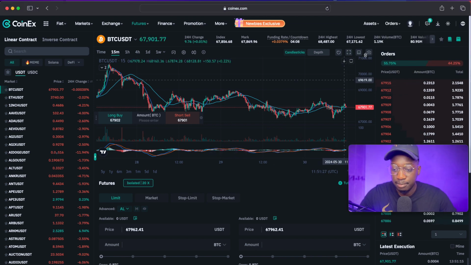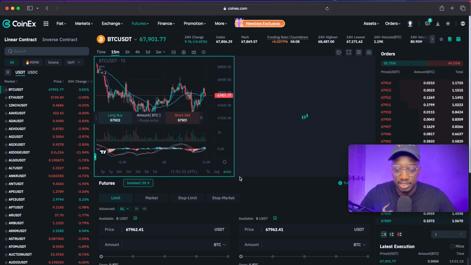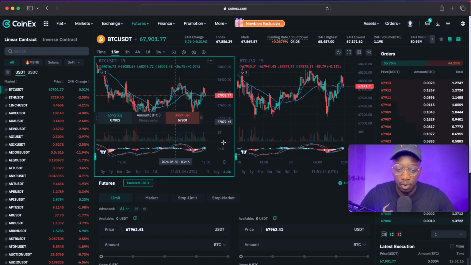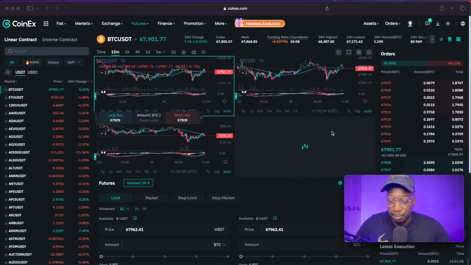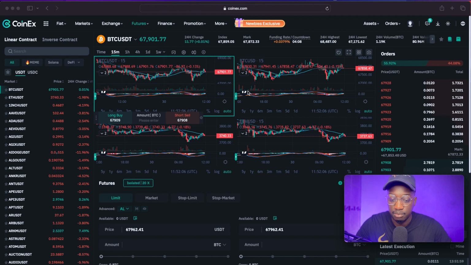You can also add multiple charts, like let's say two charts, and you can pretty much divide it, right? On one you can put Bitcoin, and on the other chart you can put Ethereum, and this can help you enter positions on multiple pairs without going back and forth. This is also another reason why I'm trading on CoinEx, because of this feature. I can put four charts, and I don't have to go back and forth on TradingView. I can monitor all these charts.